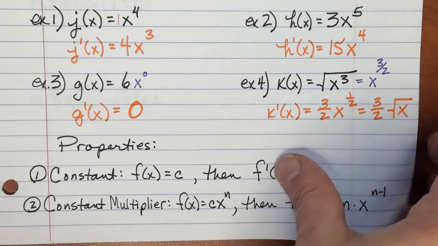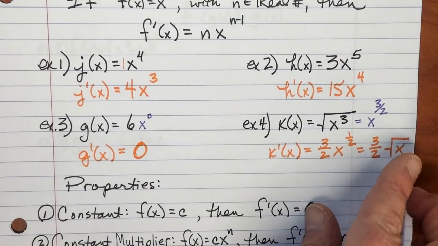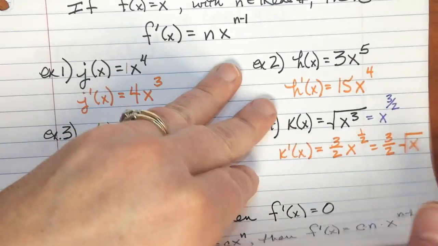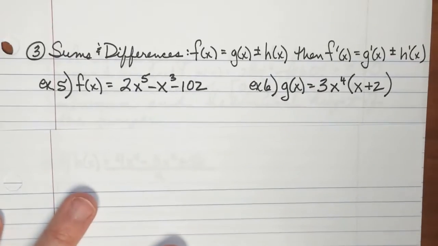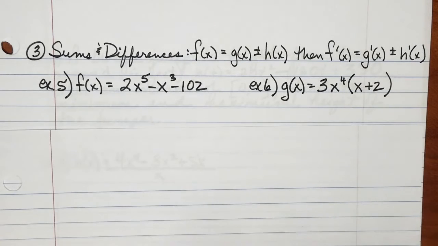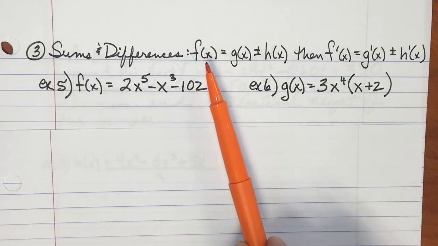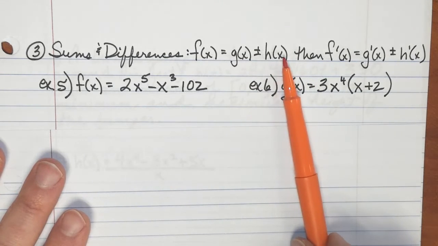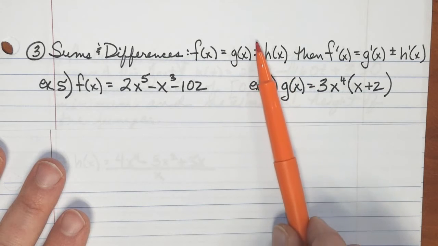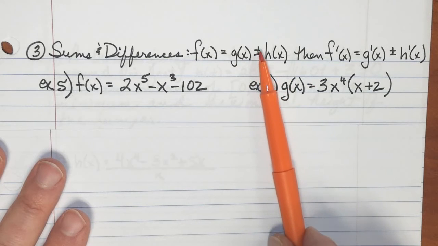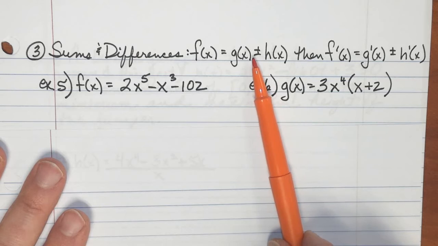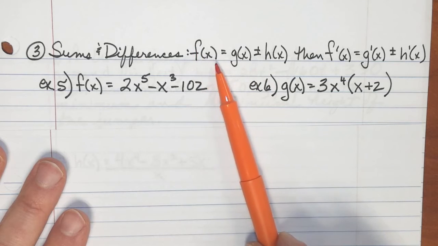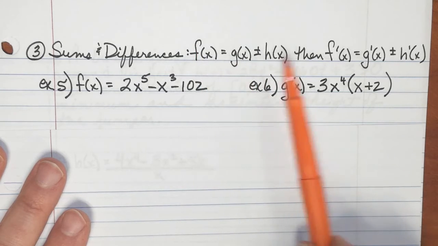Let's look at another property that I have. The next one is a sum and a difference property, meaning if you have a function that has many different parts, functions inside, or different pieces of a sum or a difference, then to take the derivative of the main function, you just take the derivative of each of the parts.